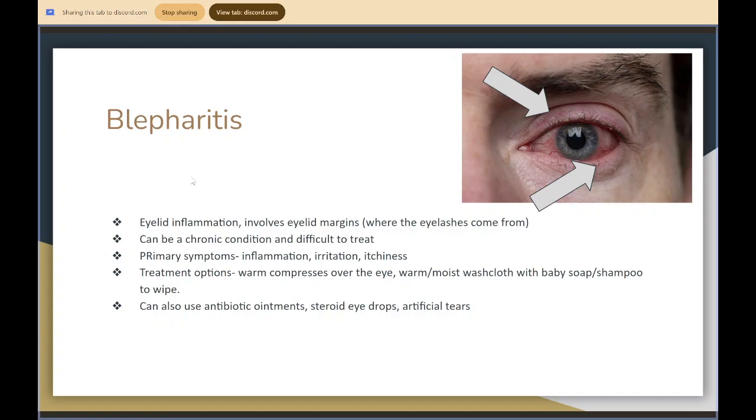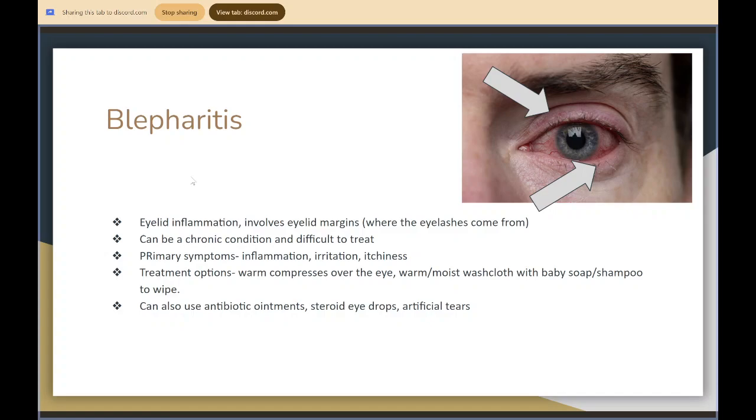It can be both acute and chronic. The primary symptoms are inflammation, irritation, and itchiness. And treatment options are warm compresses over the eye, warm, moist washcloth with baby soap or baby shampoo to wipe. And you can also use, if necessary, antibiotic ointments. Be careful not to get them into the eye, steroid eye drops, and artificial tears if dryness occurs.